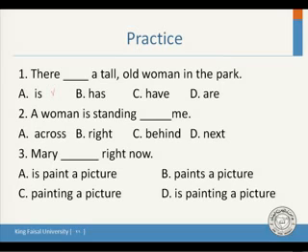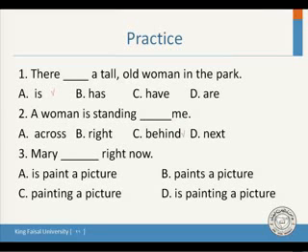Is. A woman is standing across me. We don't say across me, across from. Right me, no. We say to the right of. Behind, behind is okay. Next, we say next to me. So the answer is behind, behind me.